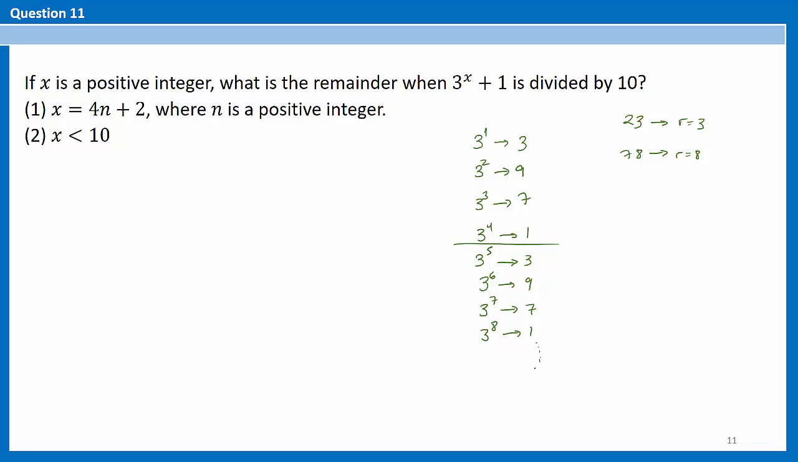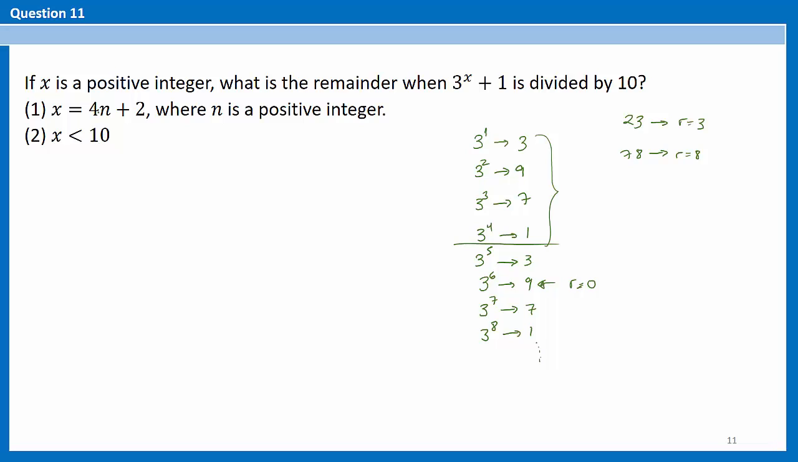So if they tell us that x is 4 times n plus 2, it's a multiple of 4 plus 2. It's no coincidence that the multiple of 4 is the same number at which every units digit repeats. So the first value would be 6, that is, it ends in 9. Plus 1, it ends in 0. So you have an answer. The remainder would be 0.